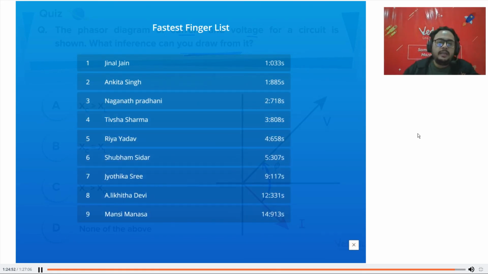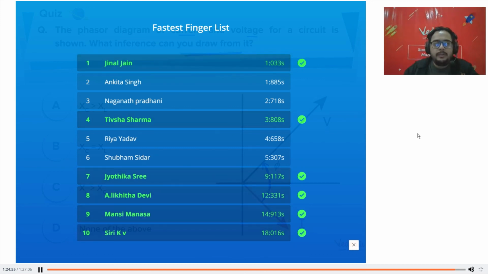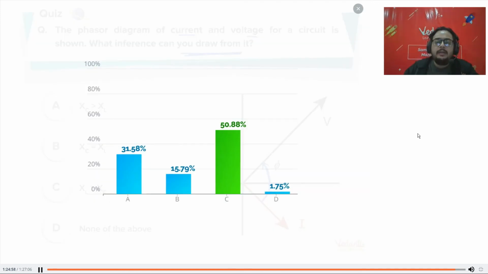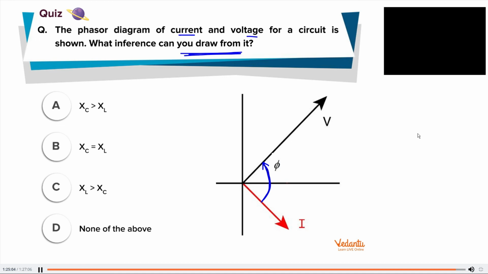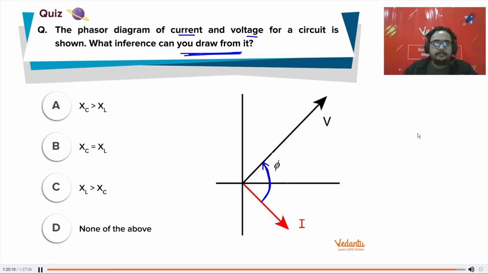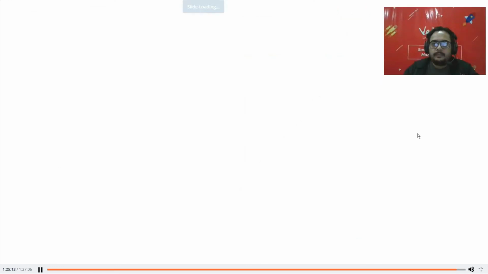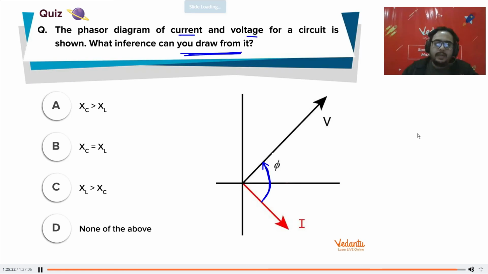Okay, Sherdil, then Keshav, Siri, Mohit, Yuvraj, Gautam, and Anish are correct. 50% did it. Yes, obviously I can see that the voltage leads the current. If voltage is leading the current, obviously the circuit is slightly inductive, so XL should be greater than XC, and our answer is C.